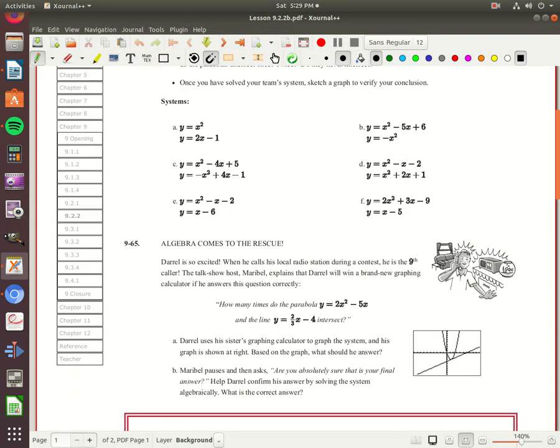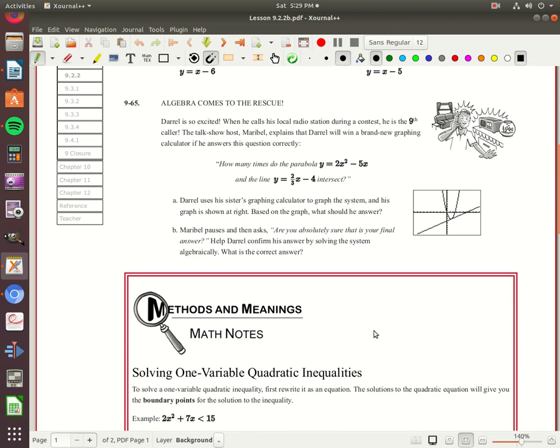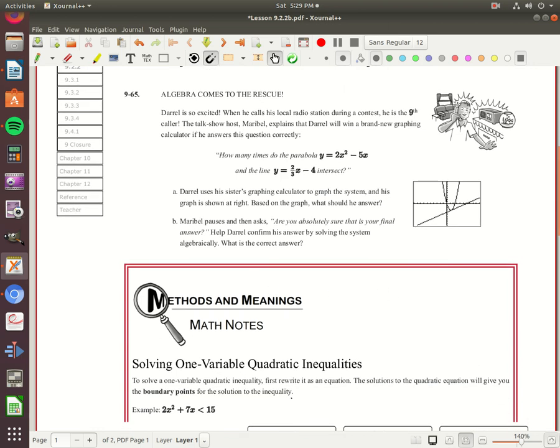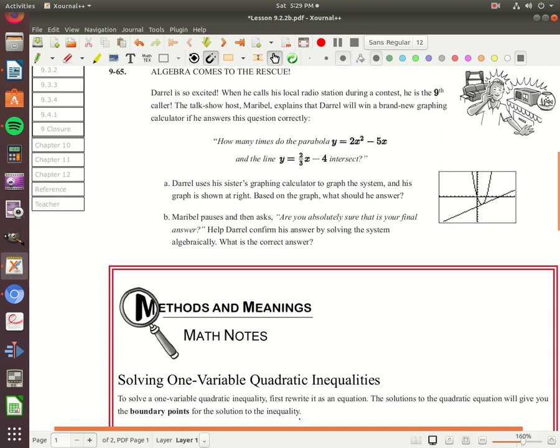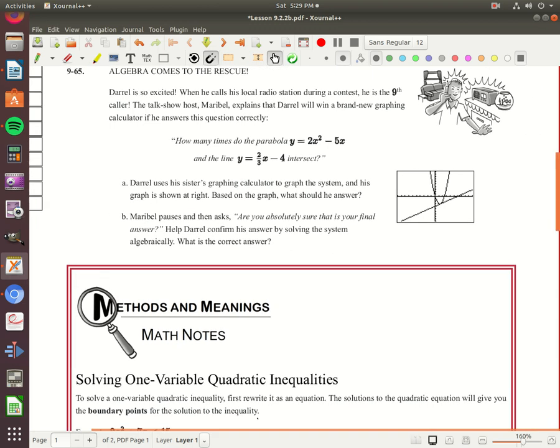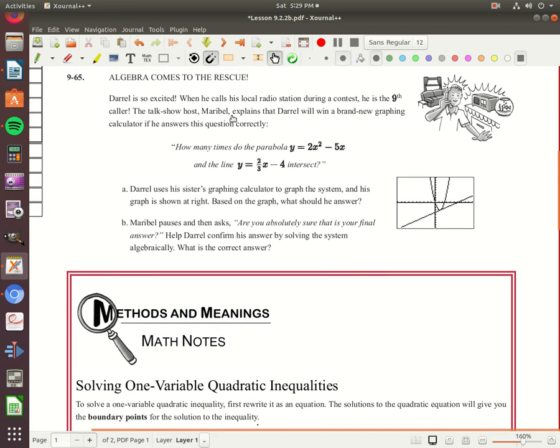Alright, so to finish up, it says algebra comes to the rescue, and we're going to use that determinant right now just to sort of make this faster for ourselves. So it says, Daryl's so excited when he calls his local radio station during a contest. He is the 9th caller. Talk show host Maribel explains that Daryl will win a brand new graphing calculator if he answers this question correctly.